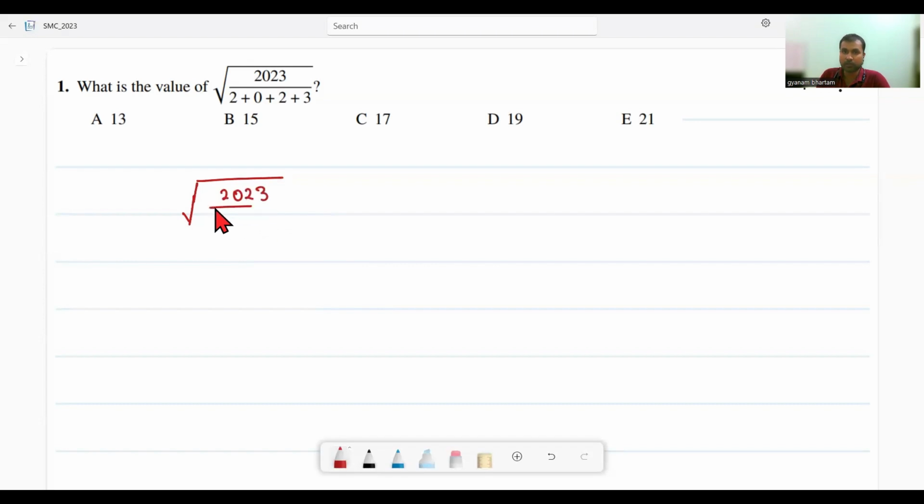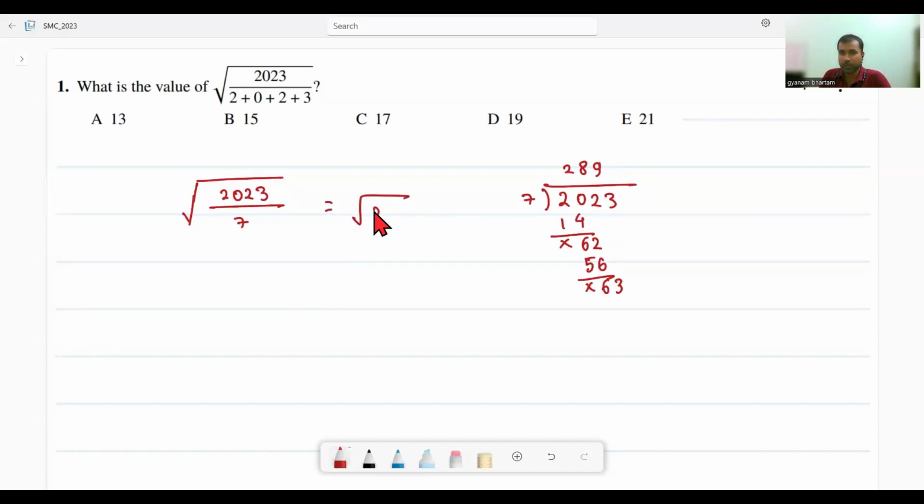So 2023 divided by 2 plus 2 is going to be 4 plus 3, 7. And let's start dividing by 7. Let's assume we don't know anything about this number, and we'll just divide it. 7 times 2 is 14, we get 6; 7 times 8 is 56, again 6, 3. And this is going to give 9. So this whole thing is 2, 8, 9.